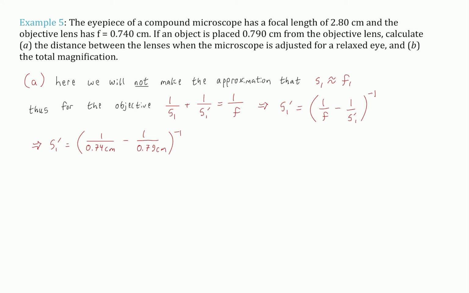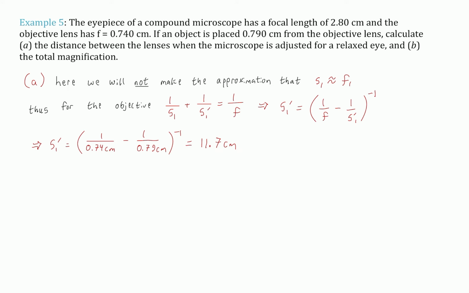Oh, that's right. Because this is the object, right? This should not say S prime 1. This should just say S1. So that's an important correction there, because that is the object distance, and we know that the object distance is placed at 0.79. Okay, and we know the focal length of the objective. This is say F1. But anyway, so when we find the image location formed by the objective, we find that it's 11.7 centimeters.